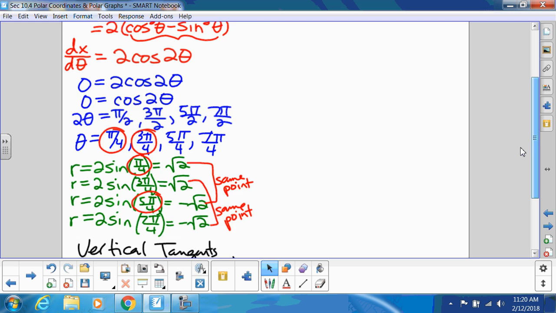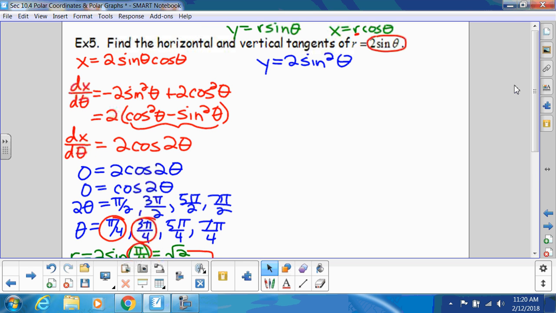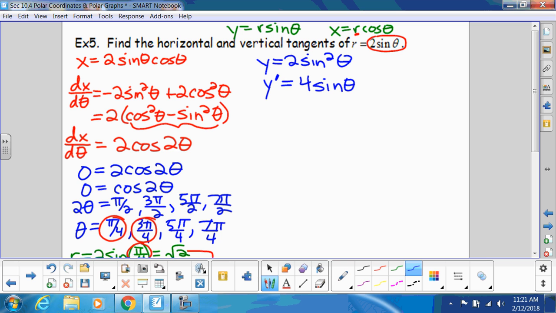Let's go back and do our horizontal tangents. All right, so we have y equals 2 sine squared of theta. So again, I don't want to have that squared in there when I solve. Or no, I got to do the derivative. That's what I got to do. My bad. So that would be 4 sine of theta times cosine of theta. Again, if you bring down the power, the 2, and then do the chain rule, that's what you'll get.